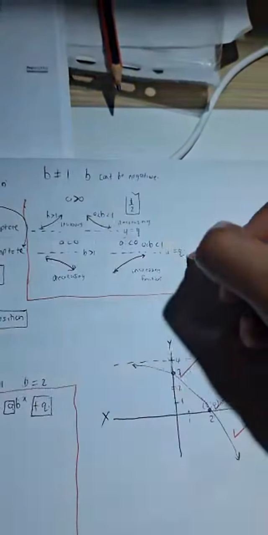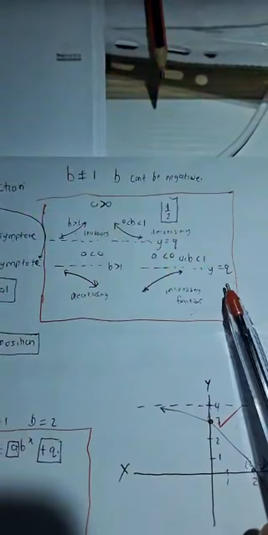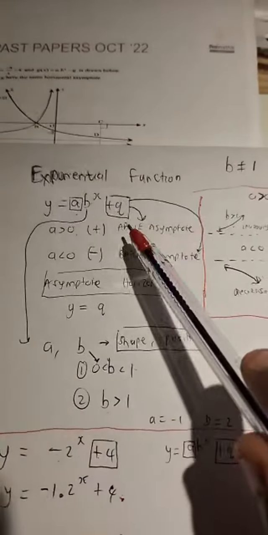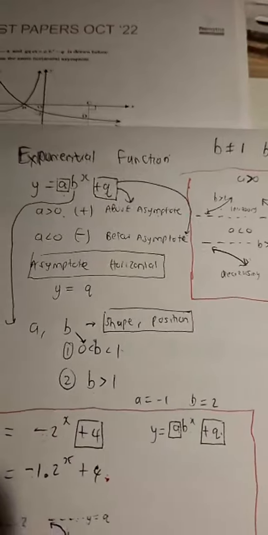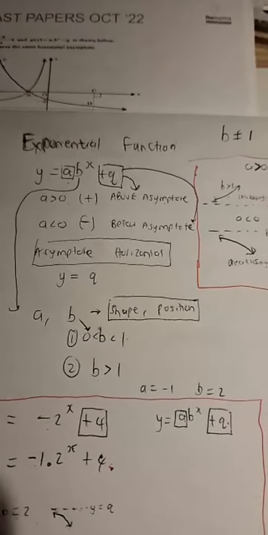Guys, when you know this, exponential functions are weak. And remember q, the equation of the horizontal asymptote: y is equal to whatever is in the place of q. If it's positive, it means y is equal to that positive value. If it is negative, it means y is equal to whatever that negative value is.